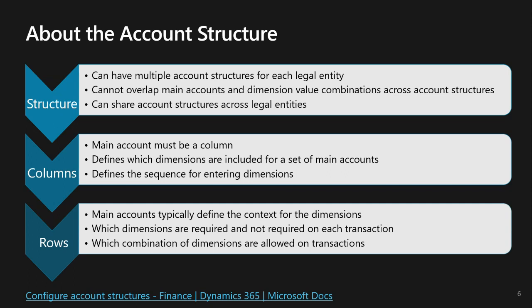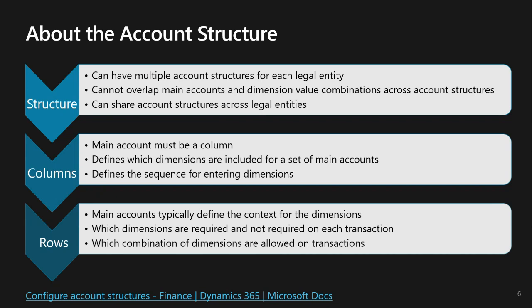Now, the rows in your account structure are used to define which dimensions are required and not required, as well as the combinations that are allowed. In most cases, the main account defines the context for the dimensions in the columns to the right.